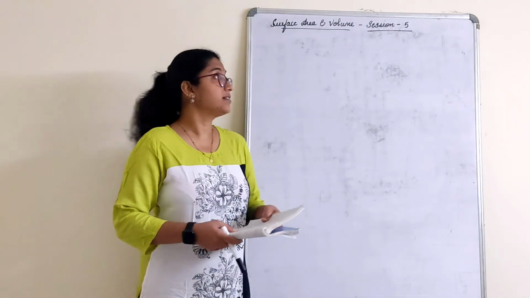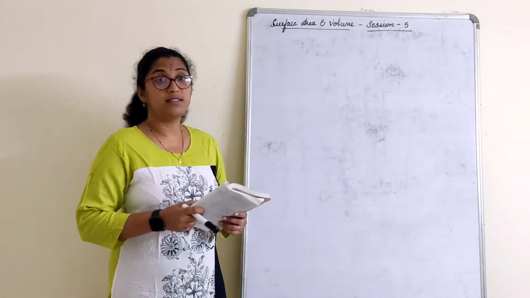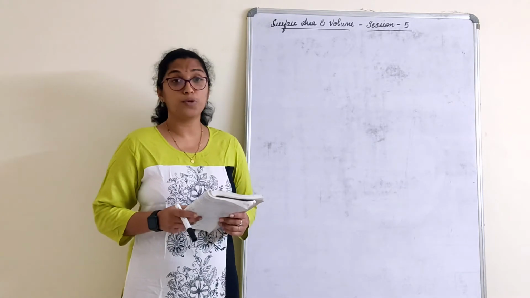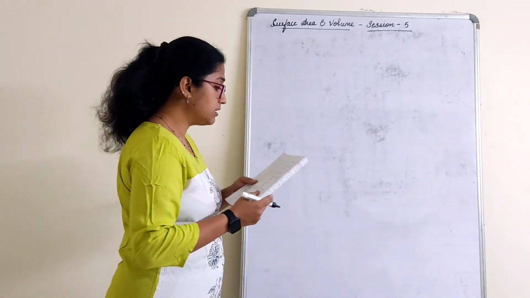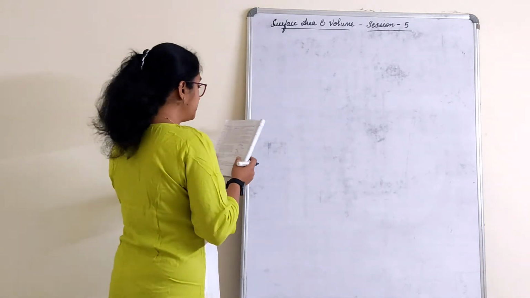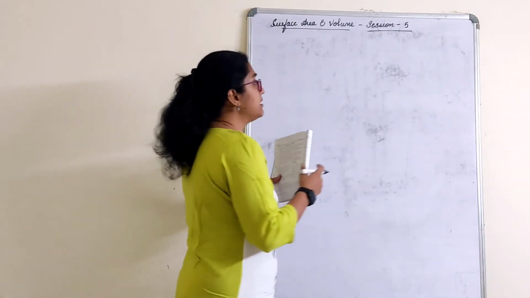Good morning. We'll start session 5 on the chapter Surface Area and Volume. This is the last session on this chapter, that is the optional exercise. First one: a copper wire 3 mm in diameter is wound about a cylinder whose length is 12 cm.